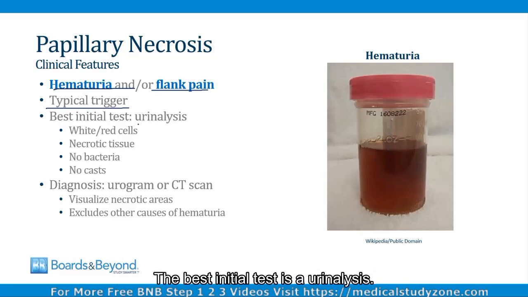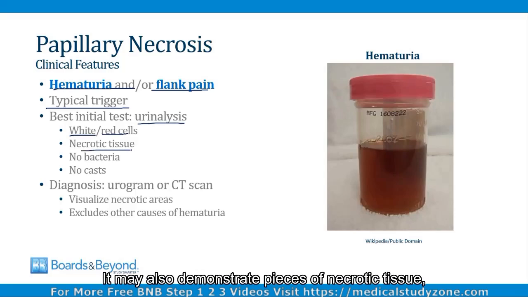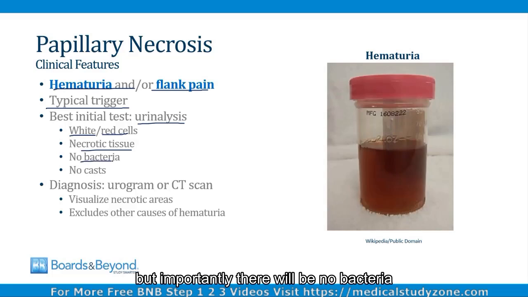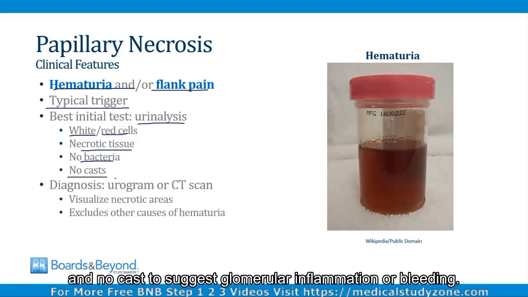The best initial test is a urinalysis. It can show red cells from bleeding and white cells from inflammation. It may also demonstrate pieces of necrotic tissue. But importantly, there will be no bacteria to suggest cystitis and no cast to suggest glomerular inflammation or bleeding.